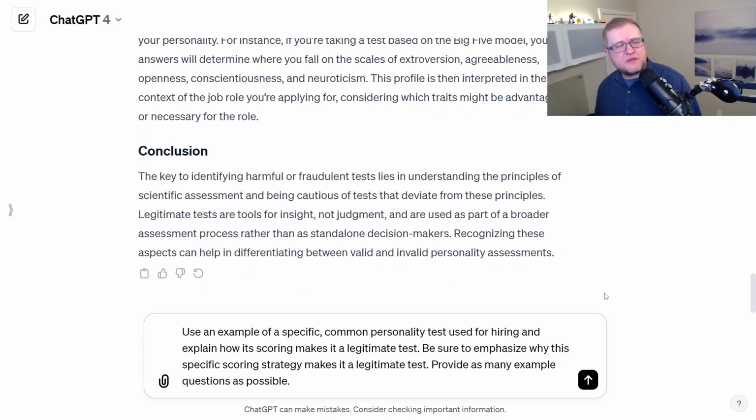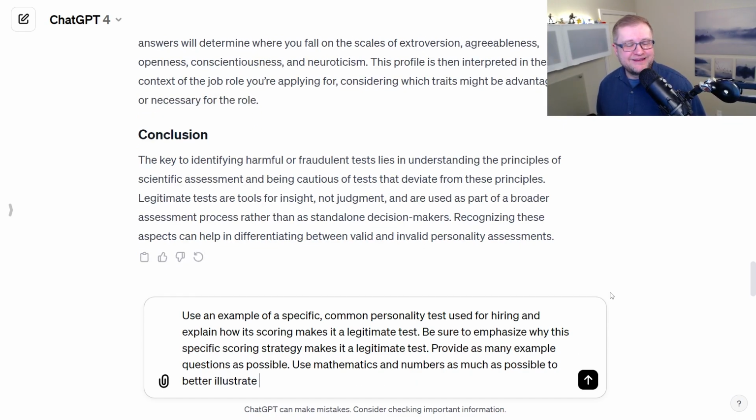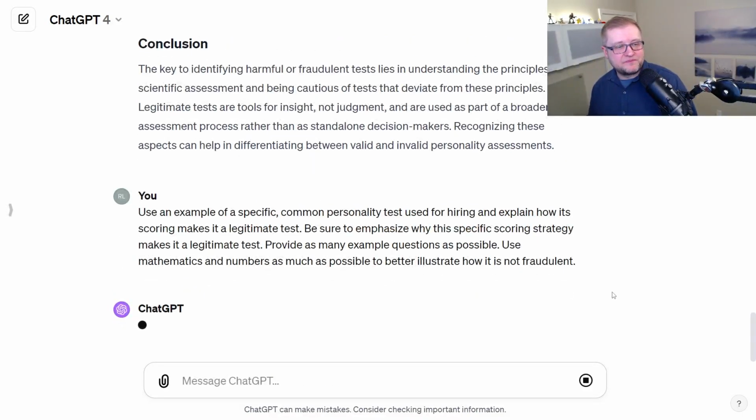All right, so here's my next attempt at a prompt. Use an example of a specific common personality test used for hiring and explain how its scoring makes it legitimate. Be sure to emphasize a specific scoring strategy and why this makes it a legitimate test. Provide as many example questions as possible. Use mathematics and numbers as much as possible to better illustrate how it is not fraudulent. Let's see what we get.